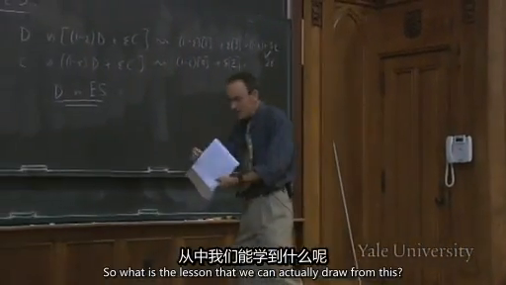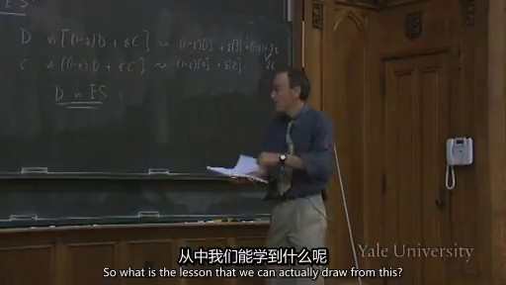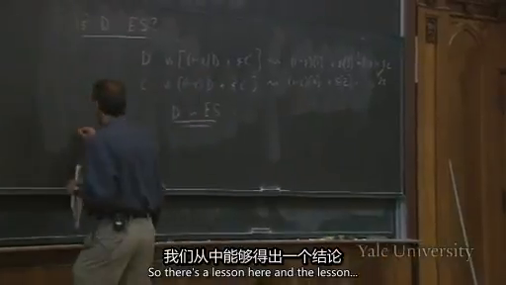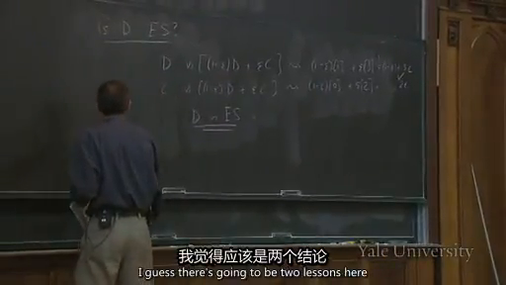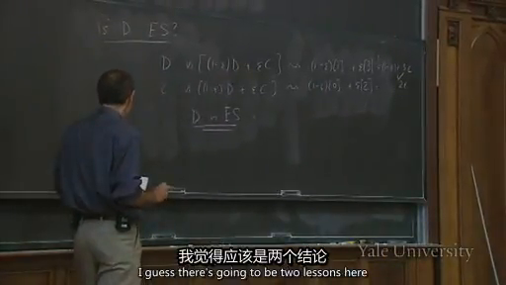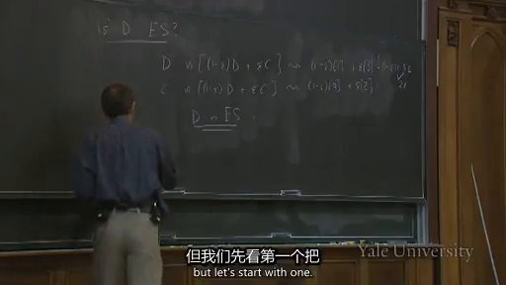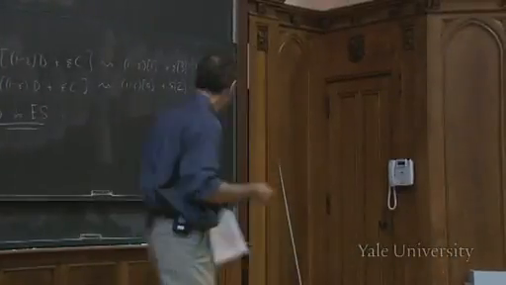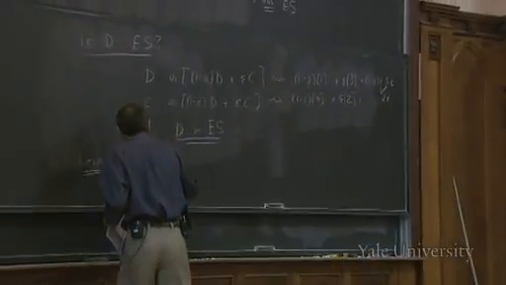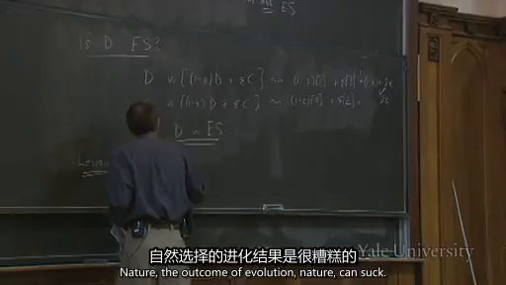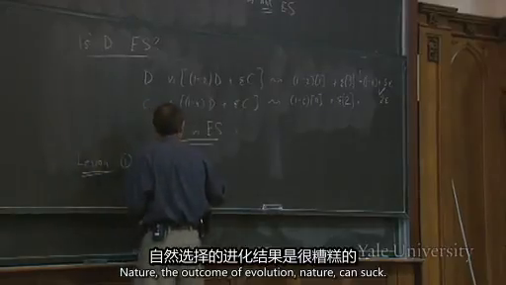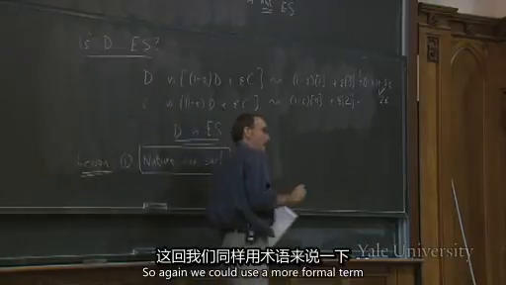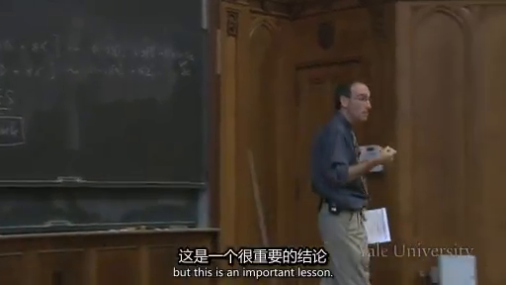So what is a lesson that we can actually draw from this? There's going to be two lessons here, but let's start with one. The first lesson, let's just put it on the board first of all: nature, the outcome of evolution, nature, can suck. We could use a more formal term, but this is an important lesson.